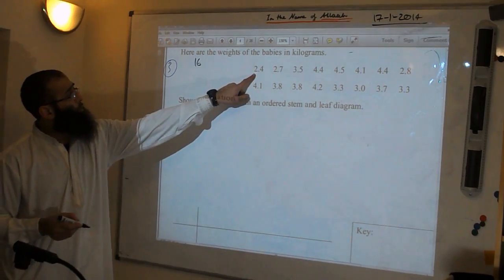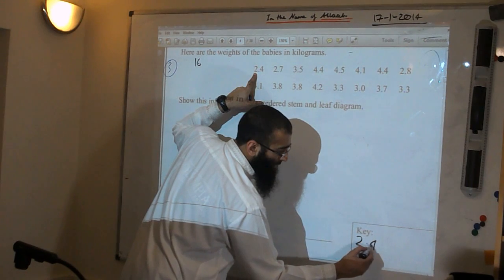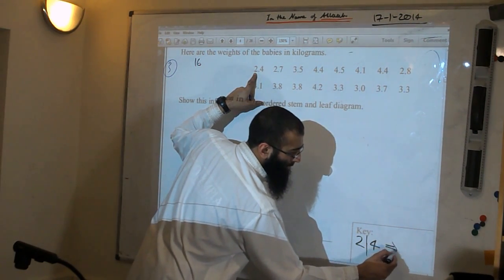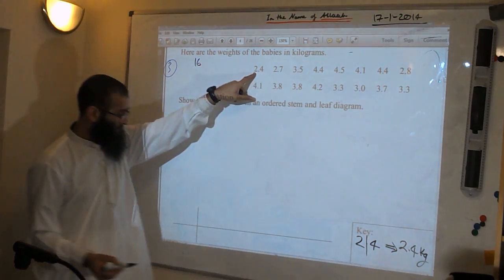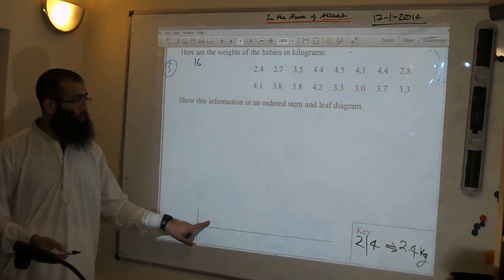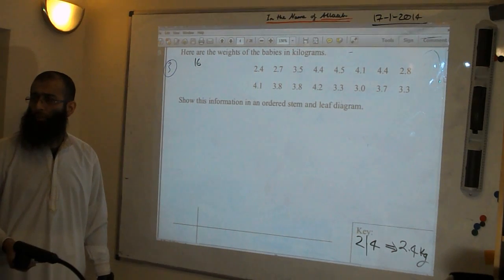So 2.4 kilograms is our key. Here we go. So staff, this is what I was telling you earlier. When you use the line, 2.4 kilograms. When we put a 2 and a 4, that's going to represent 2.4 kilograms. That's our key. Are we happy with that, Saba?